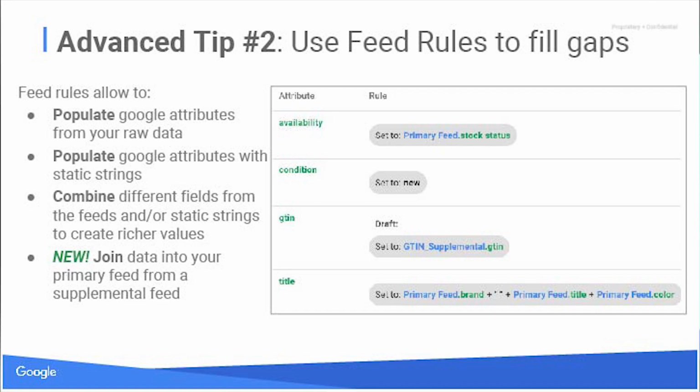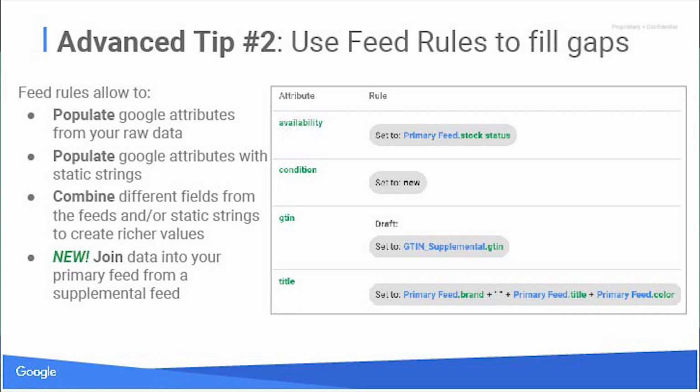I talked about our feed spec and how we have certain column headers that we require, right? For availability, we require that column to be called availability. You might have that data in your products feed, but it's called stock status or something different. In the past, we would require you to call it availability, or else those products wouldn't be approved. Now you could create a rule that says, for availability, take from the stock status field. So it just makes it a little bit easier to adhere to our feed specifications.